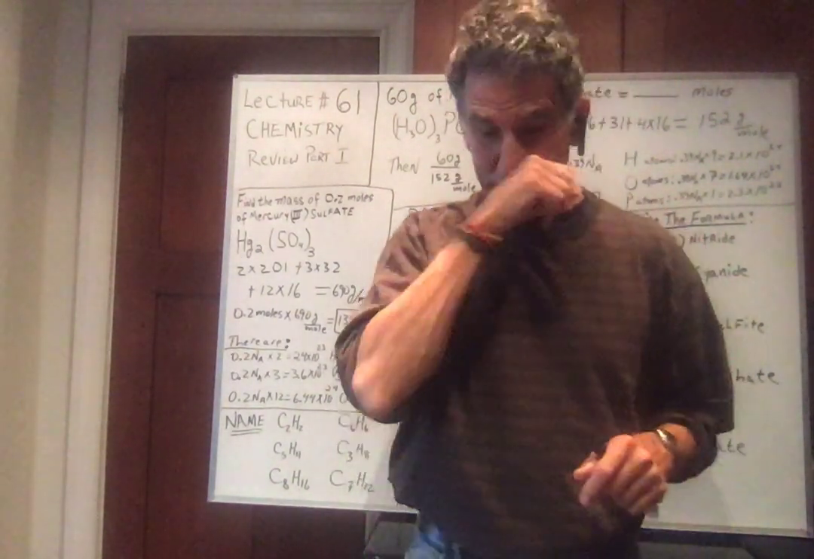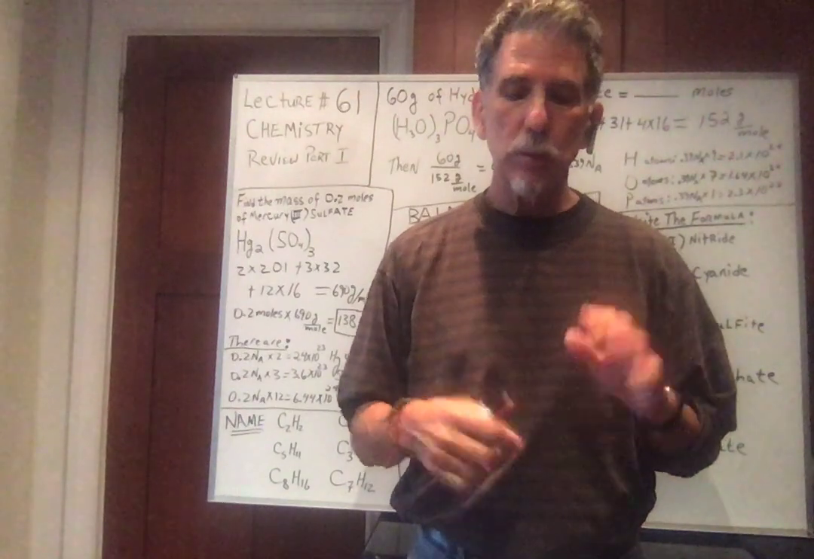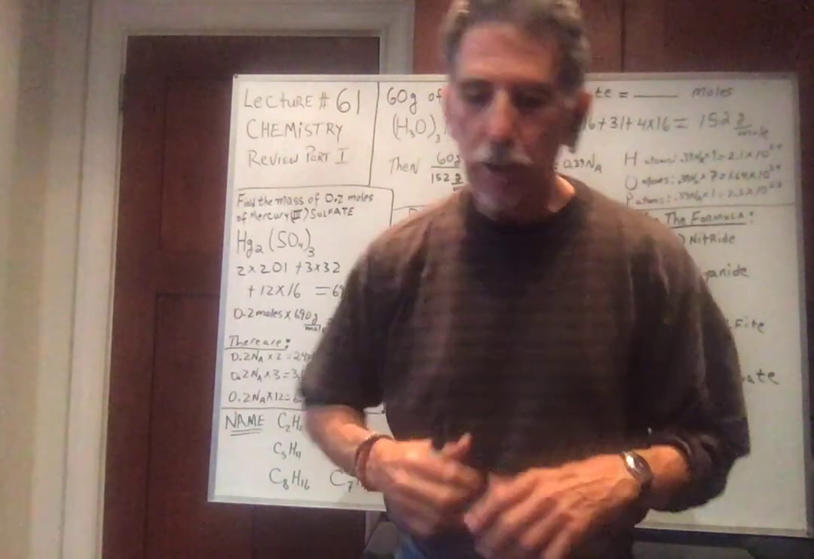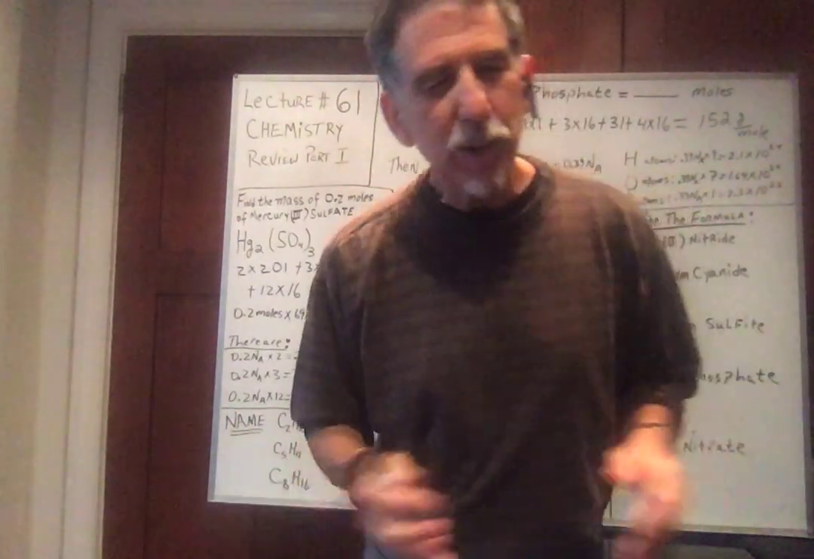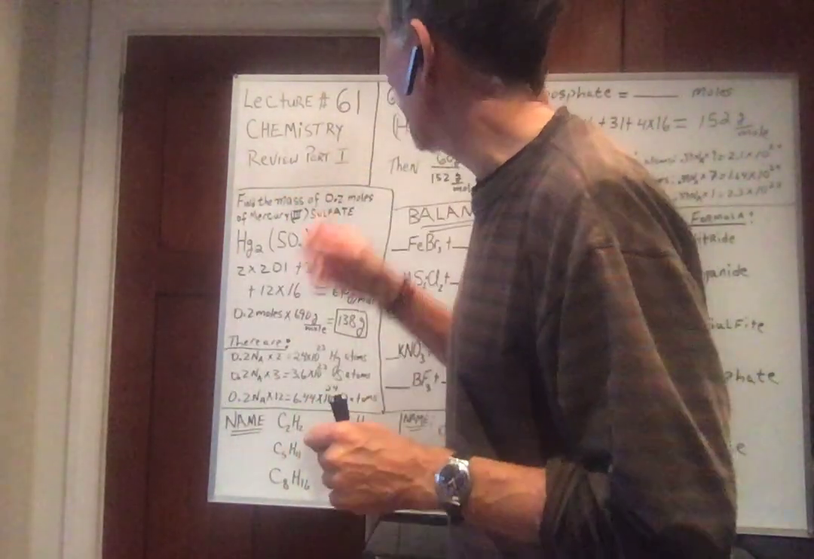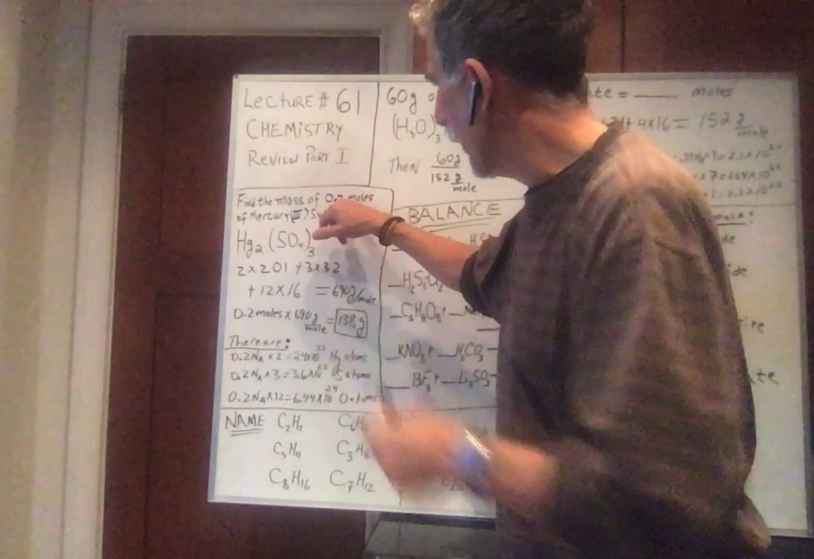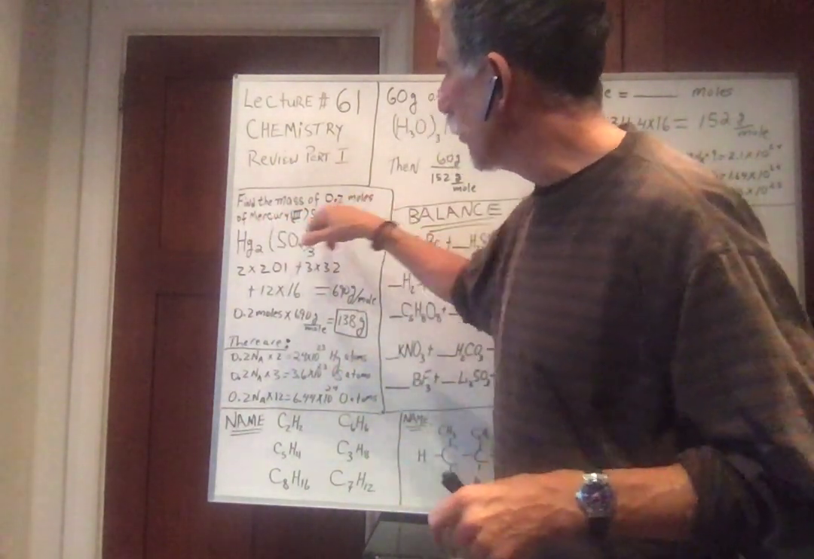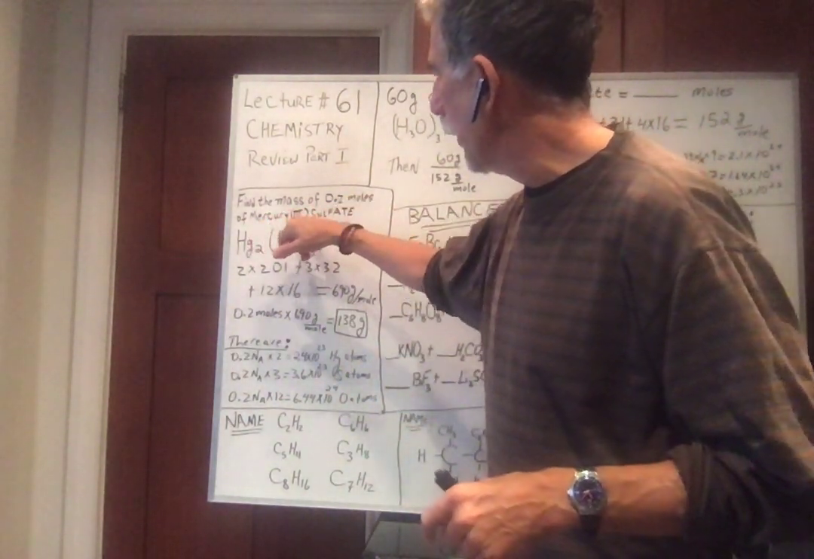Okay, I just worked out a couple of problems and we can do them together. You can stop it and figure everything out because it's so easy, isn't it? All right, let's look at the first one. Find the mass of 0.2 moles of mercury(III) sulfate.